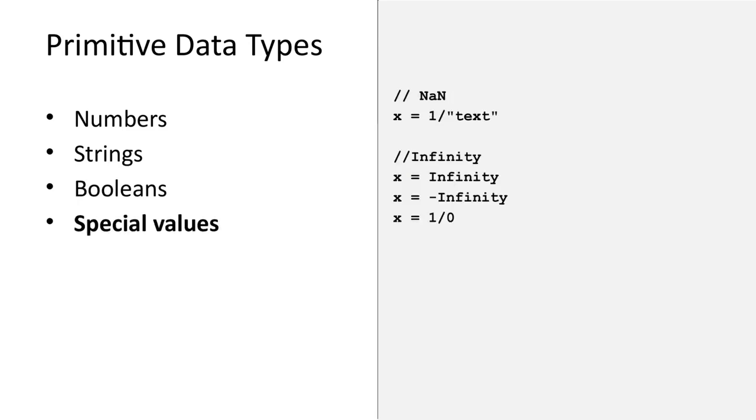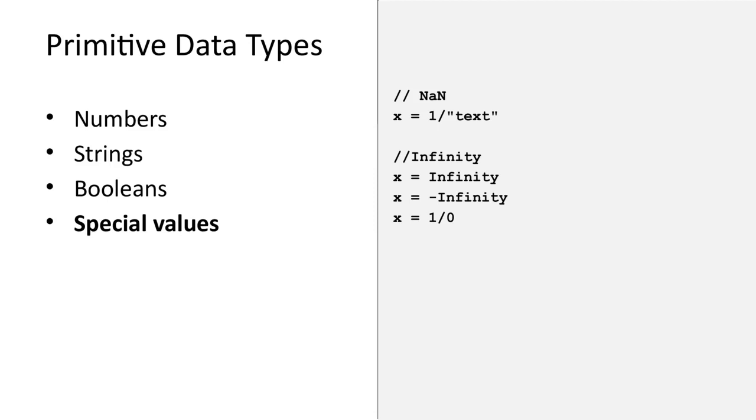There are also some special values. Here we will look at two of these, NaN and infinity. The first special value is NaN. It stands for not a number. This is a value that results from invalid operations. In this example, the variable x will be assigned a value of NaN.